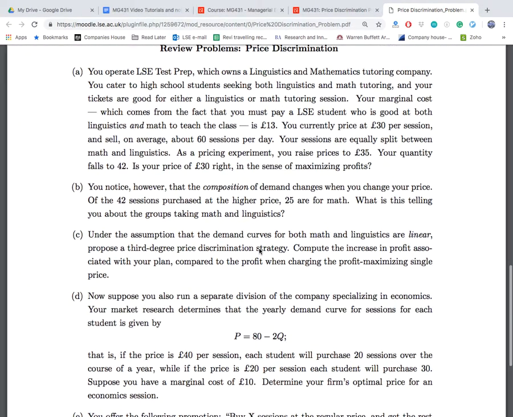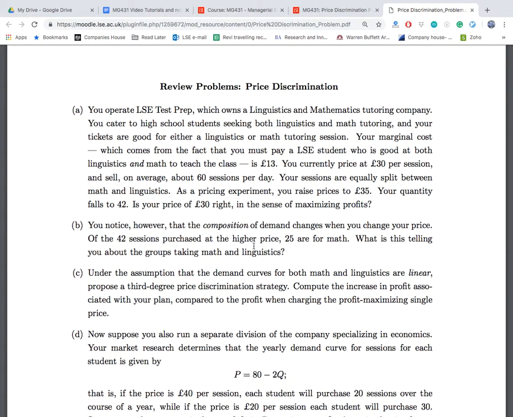Okay, so let's look at this problem. You operate LSC Test Prep, which owns a linguistic and mathematics tutoring company. You cater to high school students seeking both linguistic and math tutoring, and your tickets are good for either a linguistic or math tutoring session. Your marginal cost, which comes from the fact that you must pay the LSC student who is good at both linguistics and math, is £13.